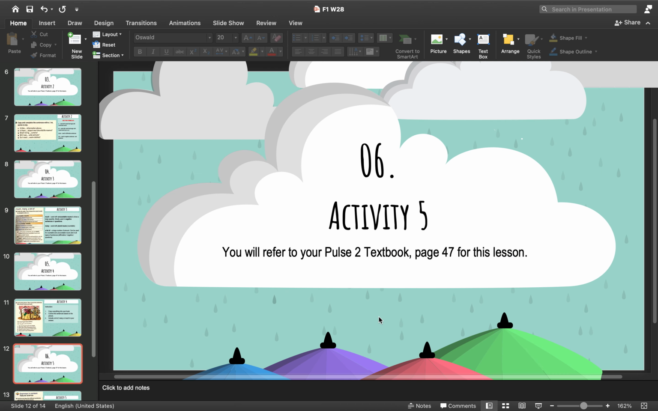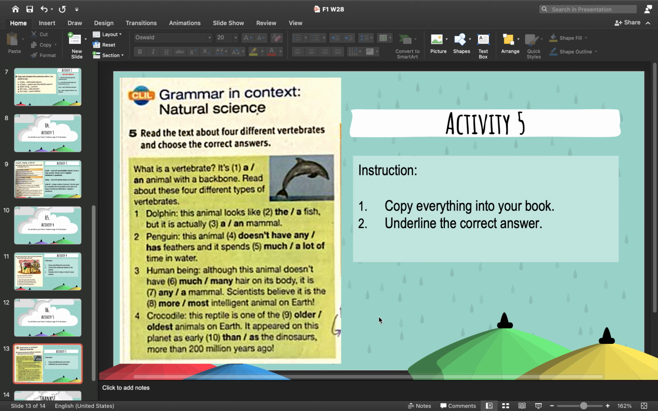Next is activity number 5. So for activity number 5, you are going to read a little something about natural science. Kamu akan baca berkenaan natural science, okay? Which will be about 4 different vertebrates and you'll choose the correct answer. Kamu akan baca pasal 4 vertebrates yang berbeza dan pilih jawapan yang betul. So first of all, copy everything. I need you to copy everything and then underline the correct answer. Gariskan jawapan yang betul. Okay?